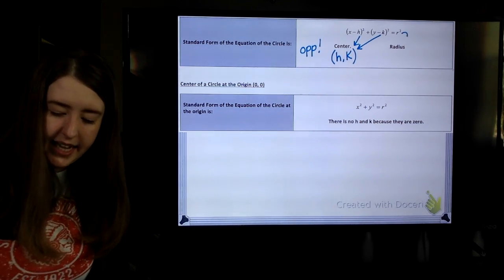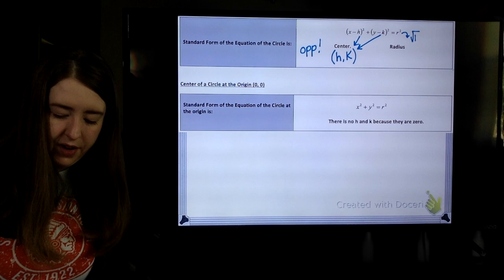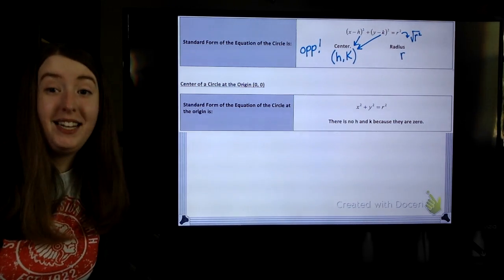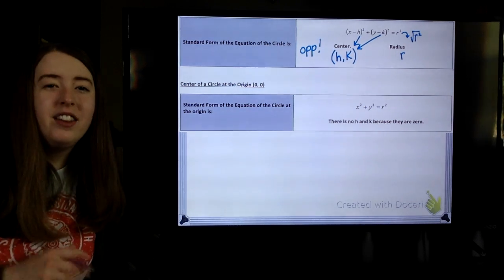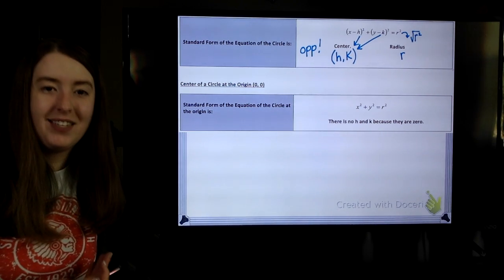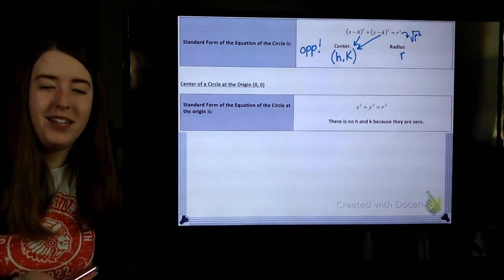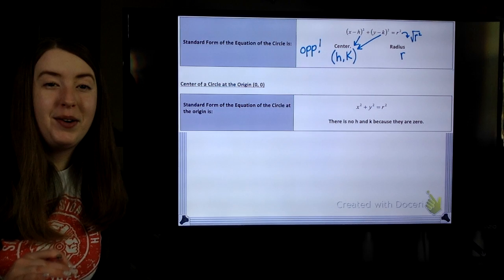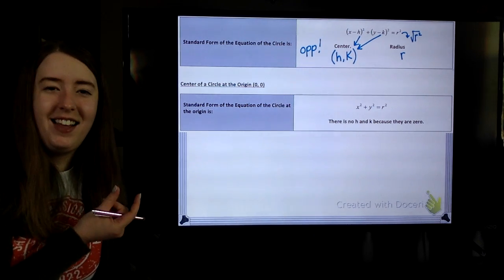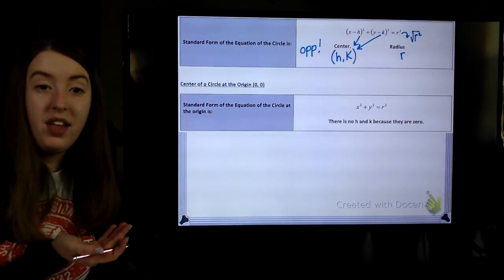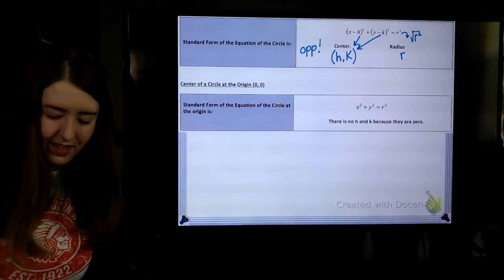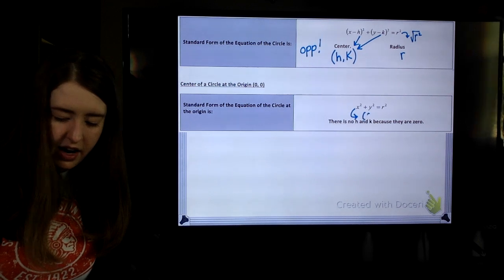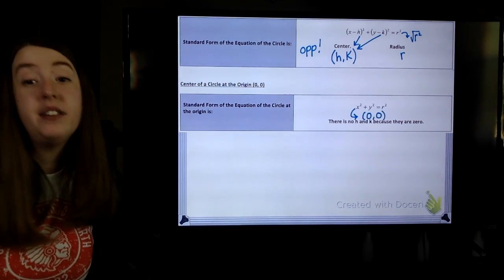Over here you need to take the square root of whatever that number is on the end of your equation, and that will give you your radius. Now, let's say there's nothing in there with x and y. We just have x squared plus y squared equals r squared. Well, that's totally okay. If I have nothing added in there, what's the number value of nothing? 0, right? So if we end up with something like this, our center is just at (0, 0).